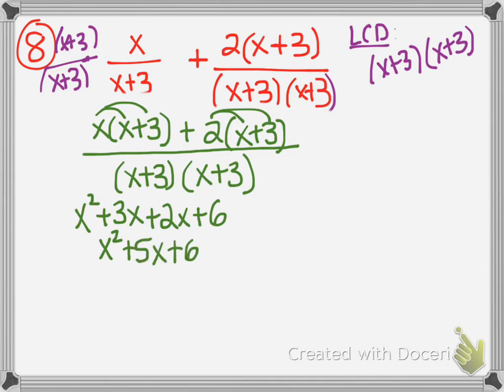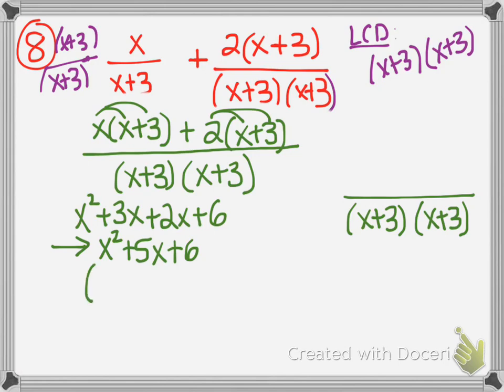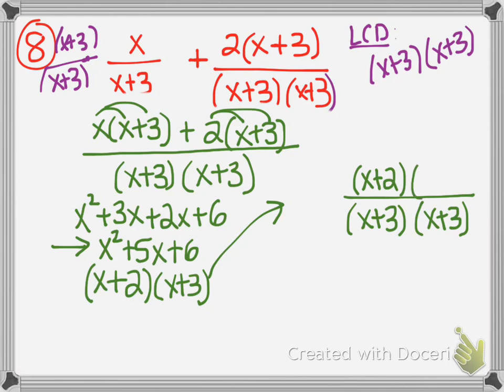So we know the final answer is going to be over our least common denominator. But I want to see, does this factor? What multiplies to give you 6 that adds to give you 5? And that's going to be x plus 2 and x plus 3. So this is what's going to go up here. And what do you notice? These cancel out, so your final answer is x plus 2 over x plus 3.